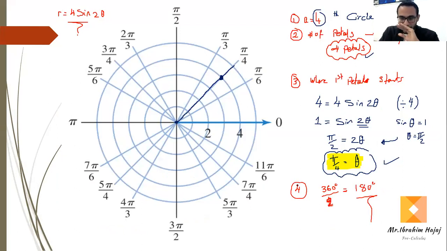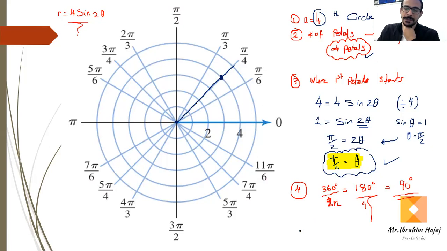Divide by 4, dividing by the number of petals. Yes, because there are 4 petals, they have to move equally. Dividing by 2n, yes. 180 divided by 2, you are right, will be 90. Okay, yes, you are right. Dividing by the number of petals.